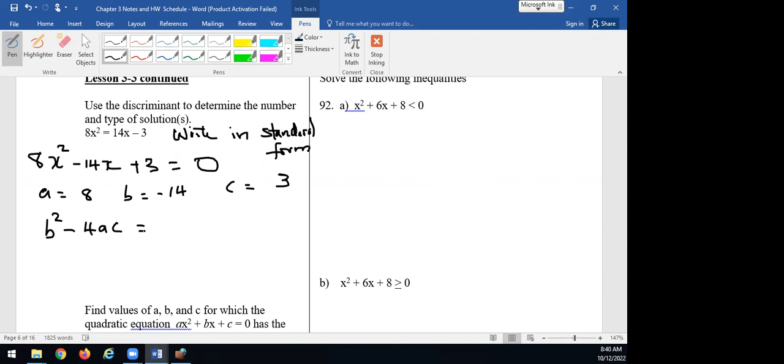Now, let's do that. So b is negative 14, right? If I square negative 14, then we're going to have minus 4 times what is a? 8 times c, which is 3. Work that out and show me what you get. What's negative 14 all squared? 196, okay. And then what's minus 4 times 8 times 3? Okay. So that gives us what, 196 minus 96? 100. Is that positive, negative, or 0?